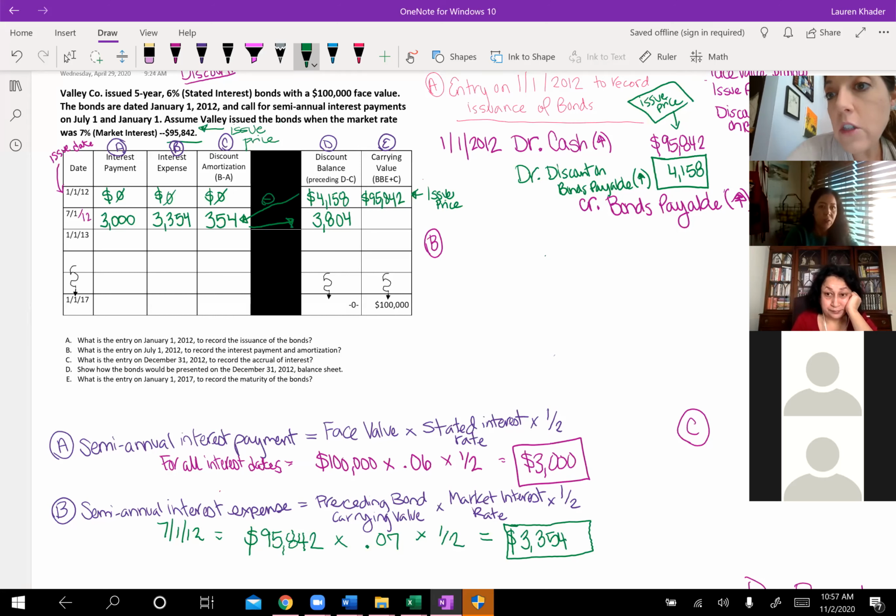Over time, because these are discounted bonds, the carrying value of these bonds is slowly going to increase towards face value. So 95,842 plus the 354 gives us our new carrying value, 96,196.